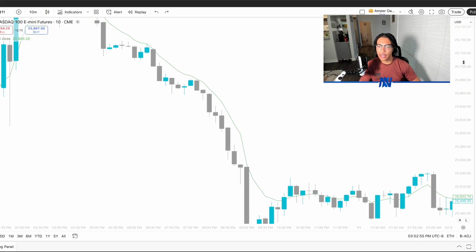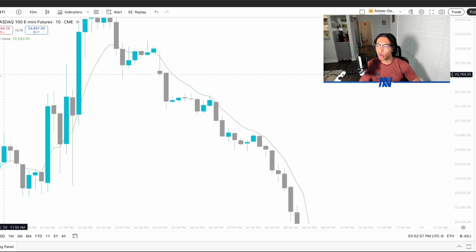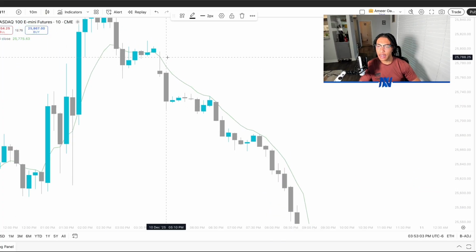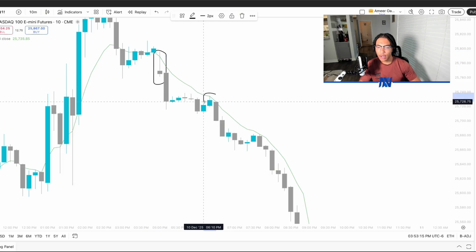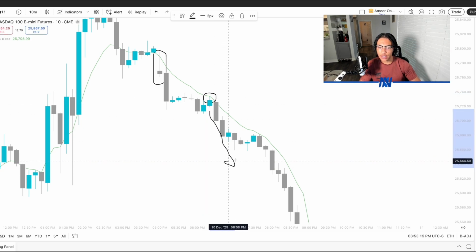Then the second thing that we need is for a pullback to form by this 8 EMA. So for example, we have this shooting star right here. Price tried to wick over the 8 EMA, then came back down to close right here. And then price tried to push down and then came back to create a wick on this 8 EMA, then closed right back under to continue to the downside.